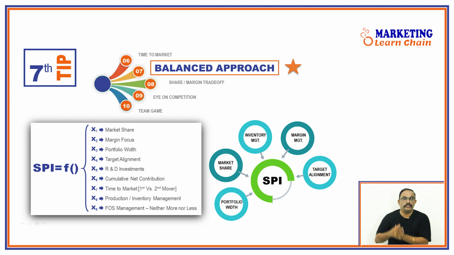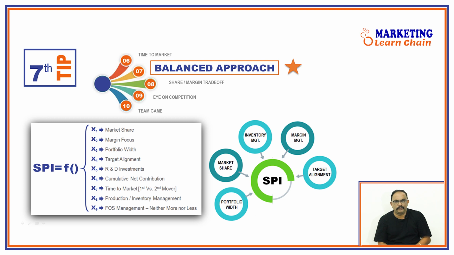How much margin you are getting is a critical parameter. As I told you, your portfolio width is a critical parameter. How closely aligned your products are to various target segments. How much money are you willing to invest in R&D? How many R&D projects are there in the pipeline? And the most important one, what is your cumulative net contribution?